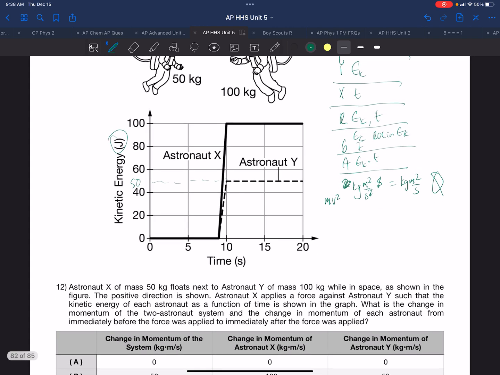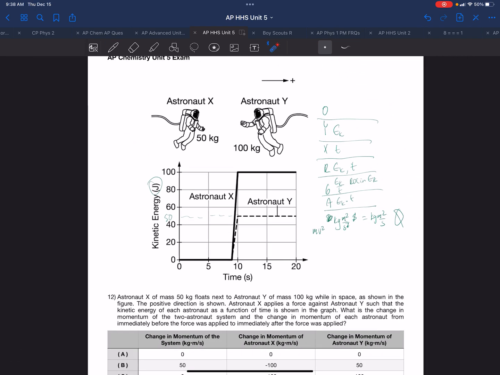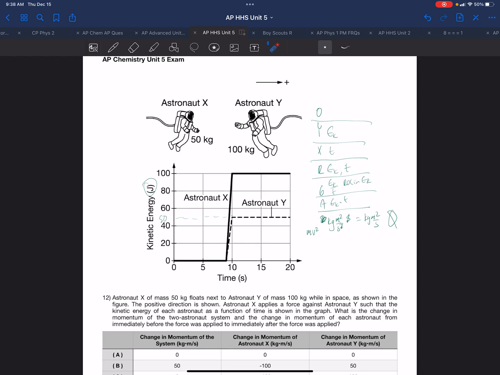All right, so we read the context. X floats next to Y. They're floating next to each other. Positive direction is shown. X applies a force against Y, and that generates that graph. So we have basically, in terms of momentum, an explosion. They're together, X pushes off, and astronaut Y goes in that direction, and astronaut X goes in that direction.